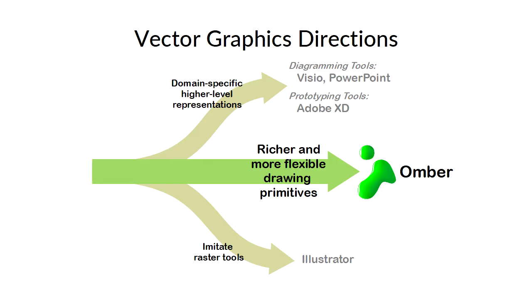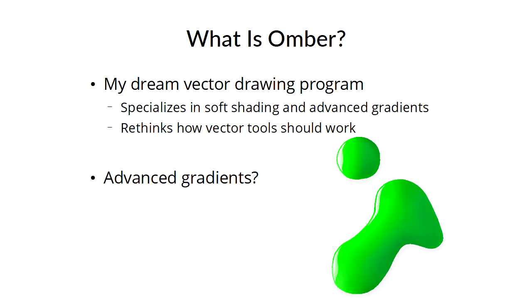Since one of the most important aspects of vector design programs is the ability to tweak and alter your drawings, it's important for those programs to have good tools for specifying and altering shapes. And that's what I've been trying to do with Omber. Omber is a new vector drawing program that I've made, and it's basically my dream vector design tool. For years, I've been frustrated with how other vector programs worked, and I've always wondered why they couldn't have richer tooling or more flexibility.